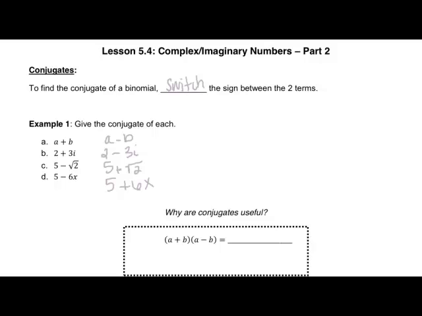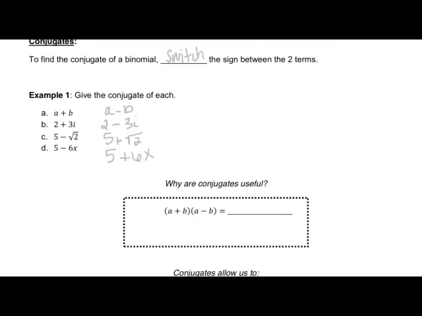Now let's look at why conjugates are useful. If you remember when we reviewed factoring, we looked at a plus b times a minus b. So we have factors that are the same. The only thing that's different is their signs. So one's positive, one's negative. If we multiply this out, a times a is a squared. A times negative b is minus ab. A times b is plus ab. And b times negative b is minus b squared.